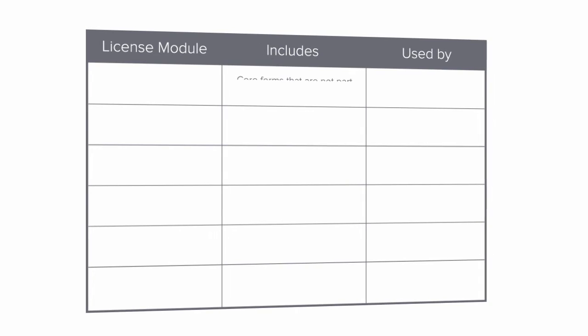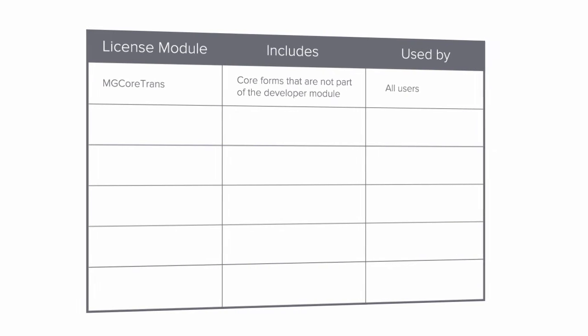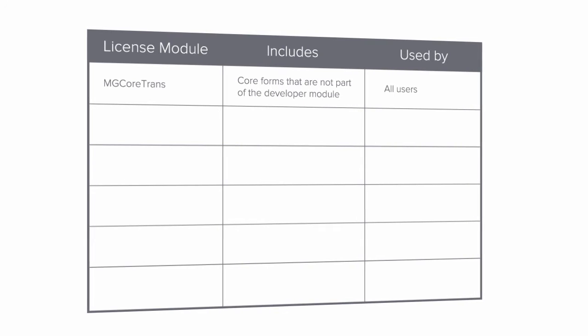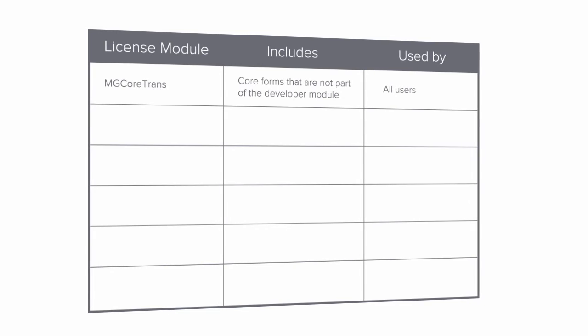Other Mongoose-based applications might include and use these 6 plus their own license modules, or they might have their own application-specific sets of modules that contain the core Mongoose forms and IDOs. The MG Core Trans license module is without a doubt the most commonly used license module. This module provides access to the basic core operational forms that nearly all users will require access to.